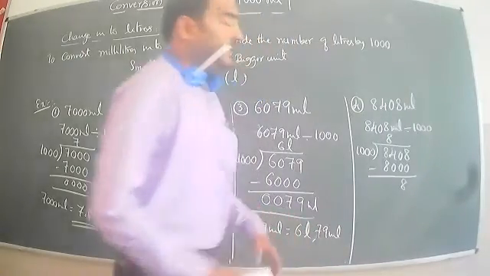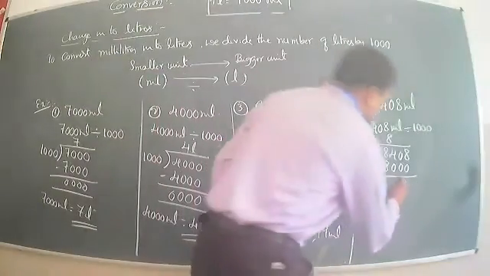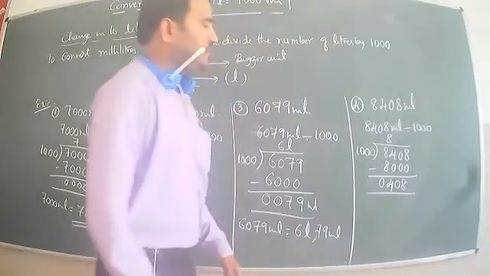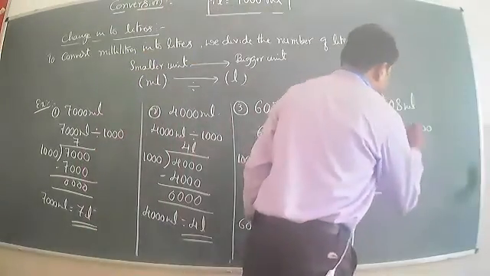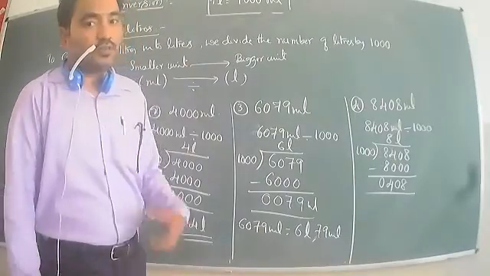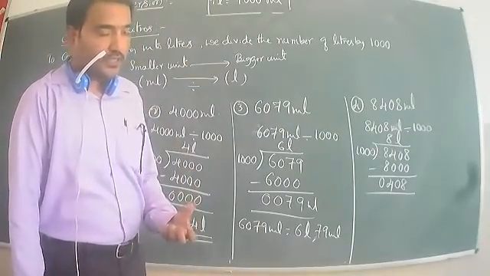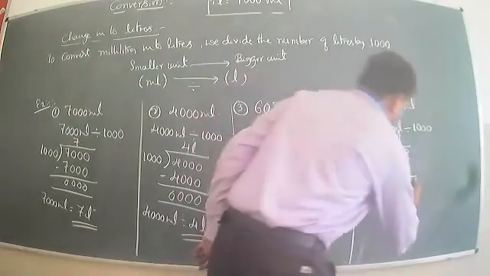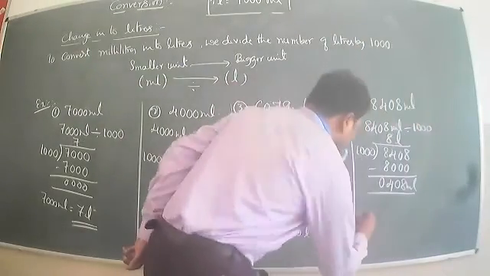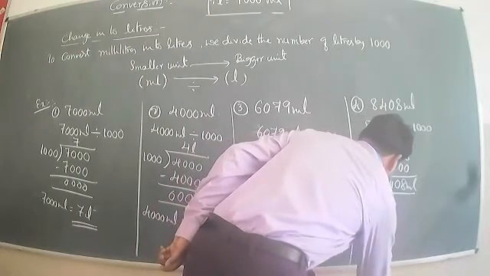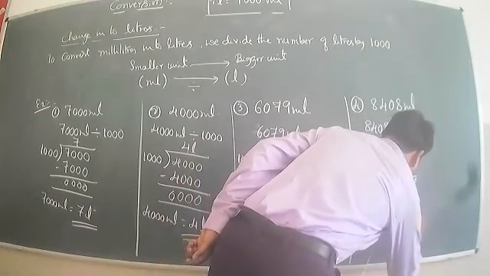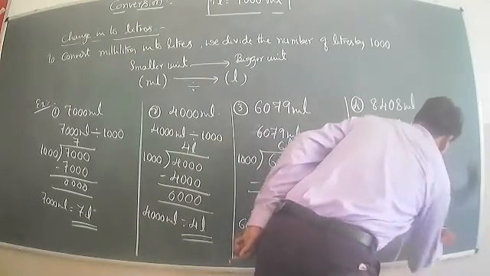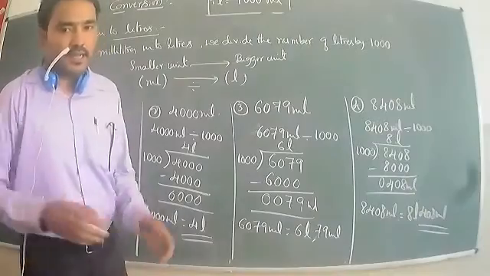Now 8 less 0, 8, 0 less 0, 0, 4 less 0, 4, 0 less 0, 0, 8 less 0, 8. So how much is liter? 8 liter. It is the quotient because there are 8 thousands in 8408. The remaining is milliliter. So we write 8408 milliliter equal to 8 liter 408 milliliter.